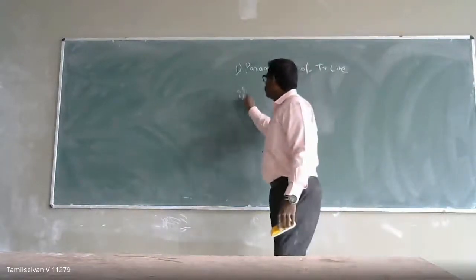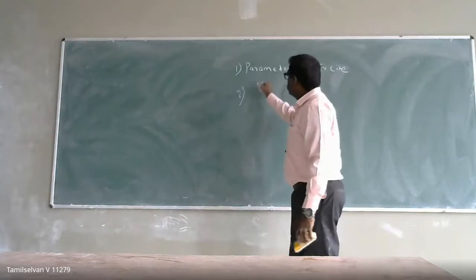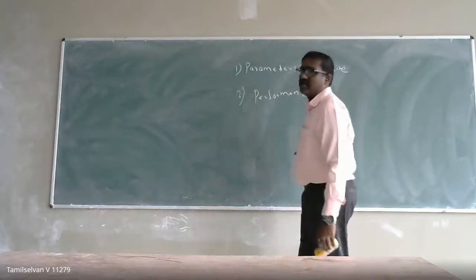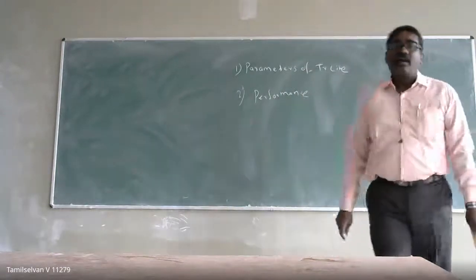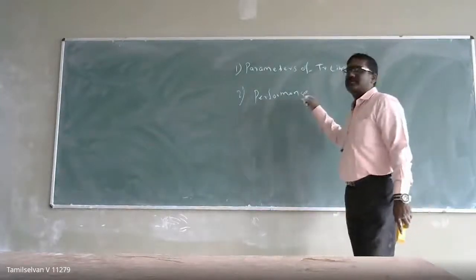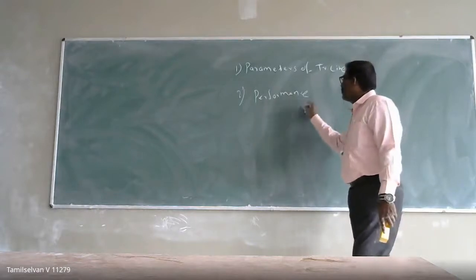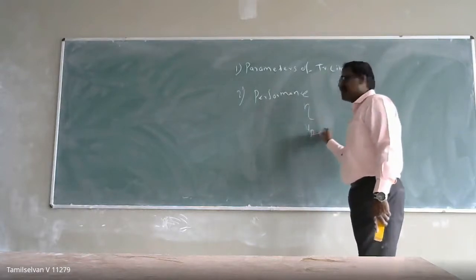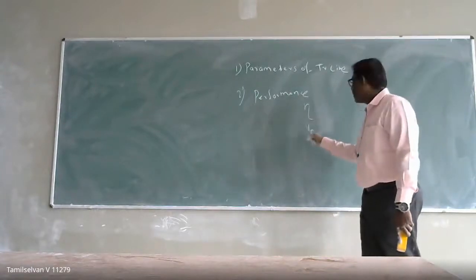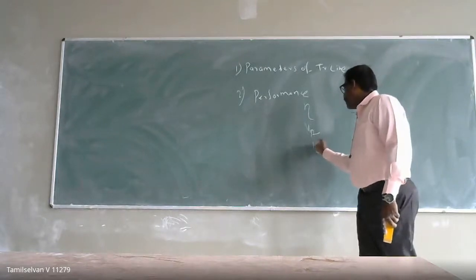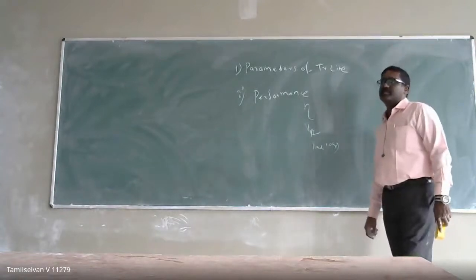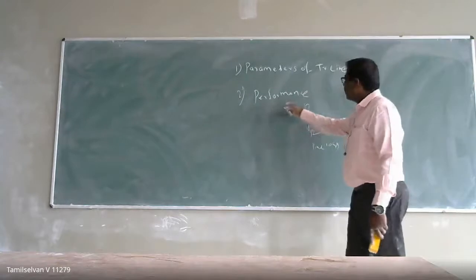The second topic we have seen is the performance of the transmission line. For the design and maintenance of a transmission line, the main thing is the performance evaluation of the transmission line. We calculate performance in terms of efficiency and voltage regulation. It means we have to determine the efficiency, the regulation, and the line loss of the transmission line, so that we can have better performance of the transmission line.